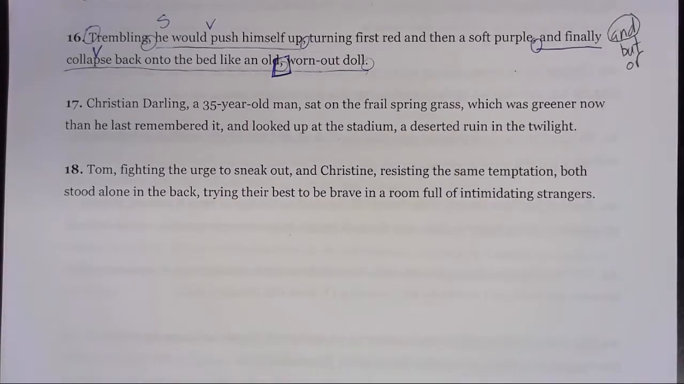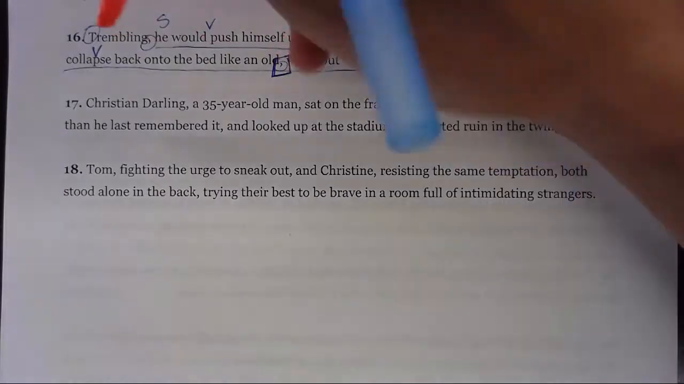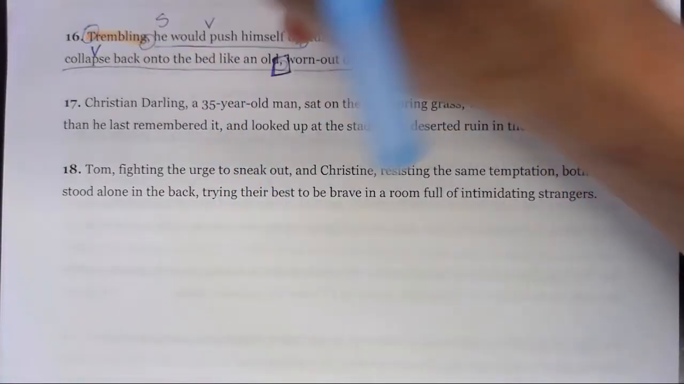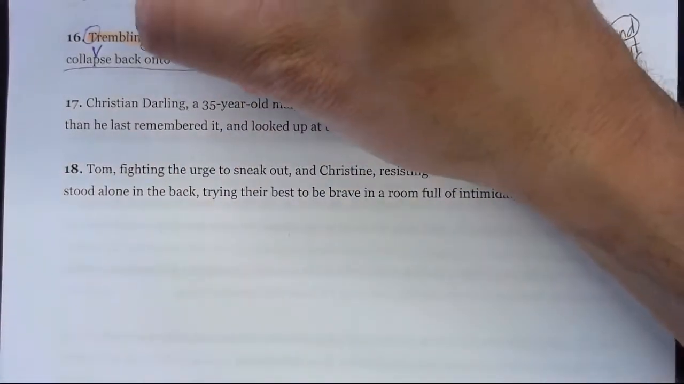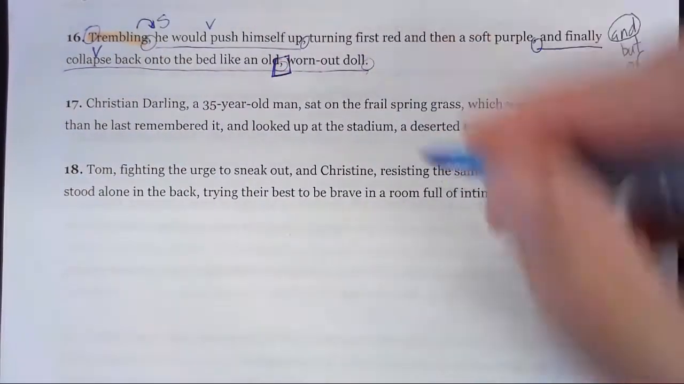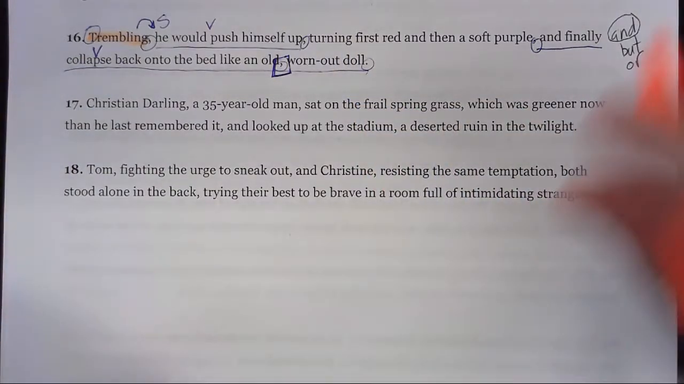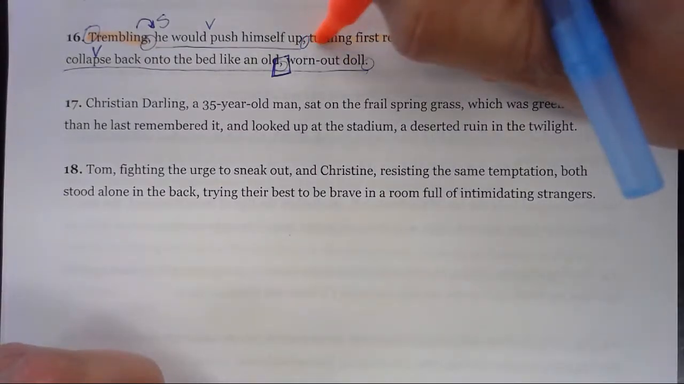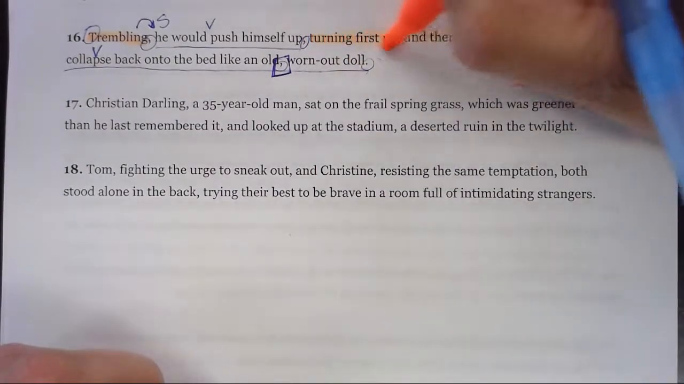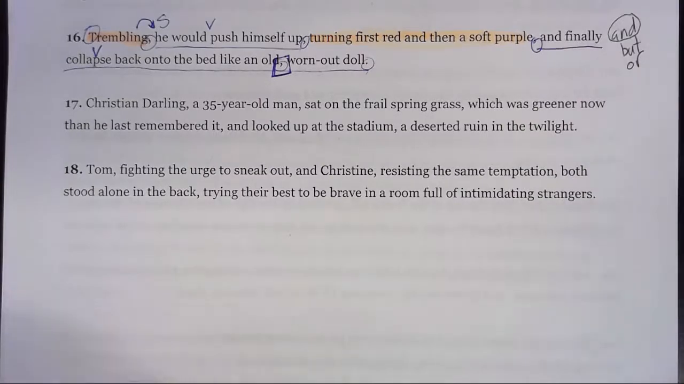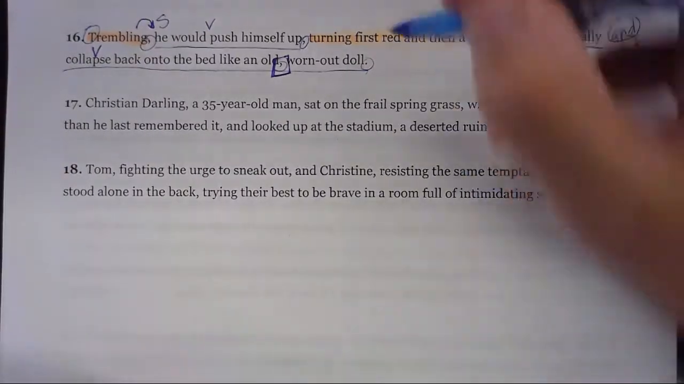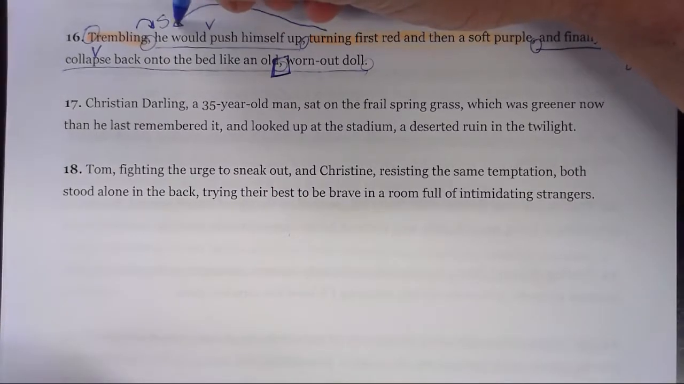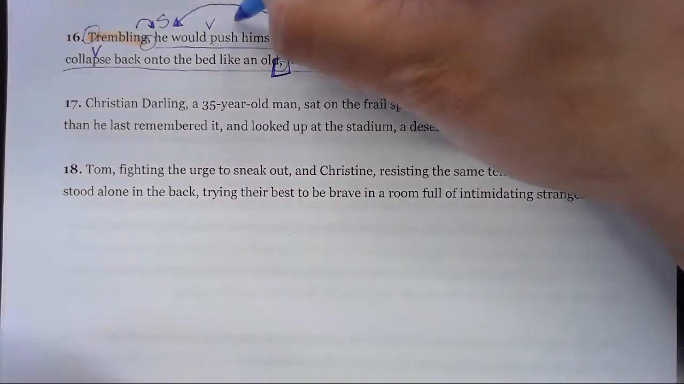Step 4, the free modifiers. Trembling looks like it's in the initial position here. It modifies "he." Turning first red and then a soft purple. Not the greatest highlighter, but I can tell that turning first red and then a soft purple also goes back and modifies the subject. That's a common theme with free modifiers. A lot of them go back and modify the subject.